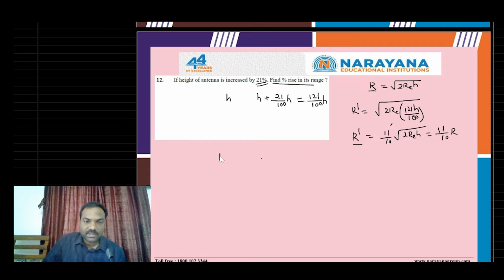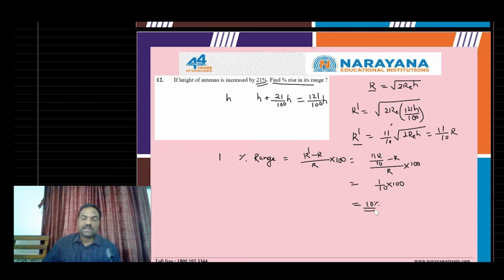Then what is the percentage change? The percentage change of range is equal to final range minus initial range, by initial range, into 100. That means (11R by 10 minus R) by R into 100. So it goes to 1 by 10 into 100, which will be 10%. That means range will increase by 10%.